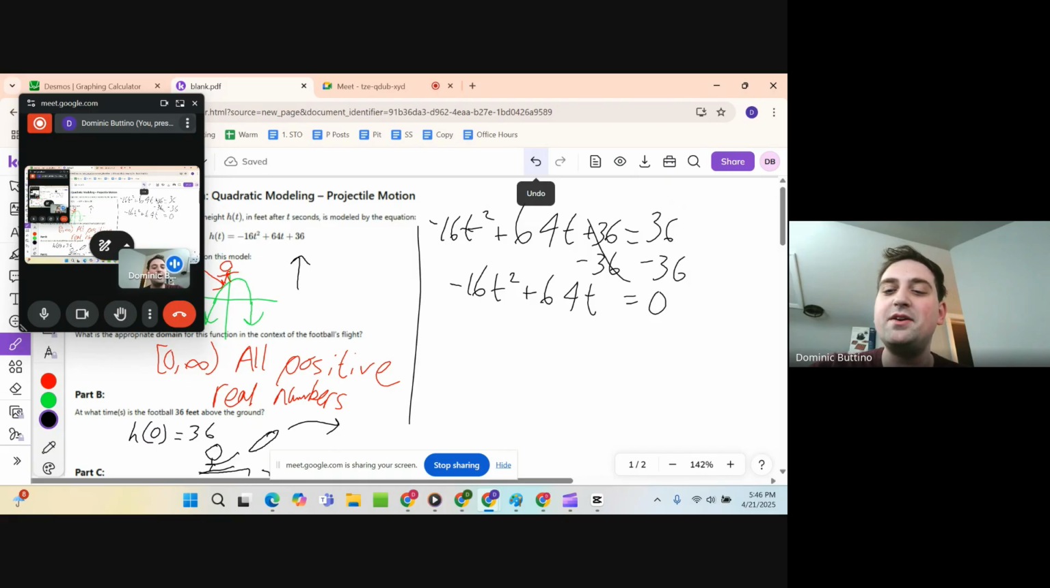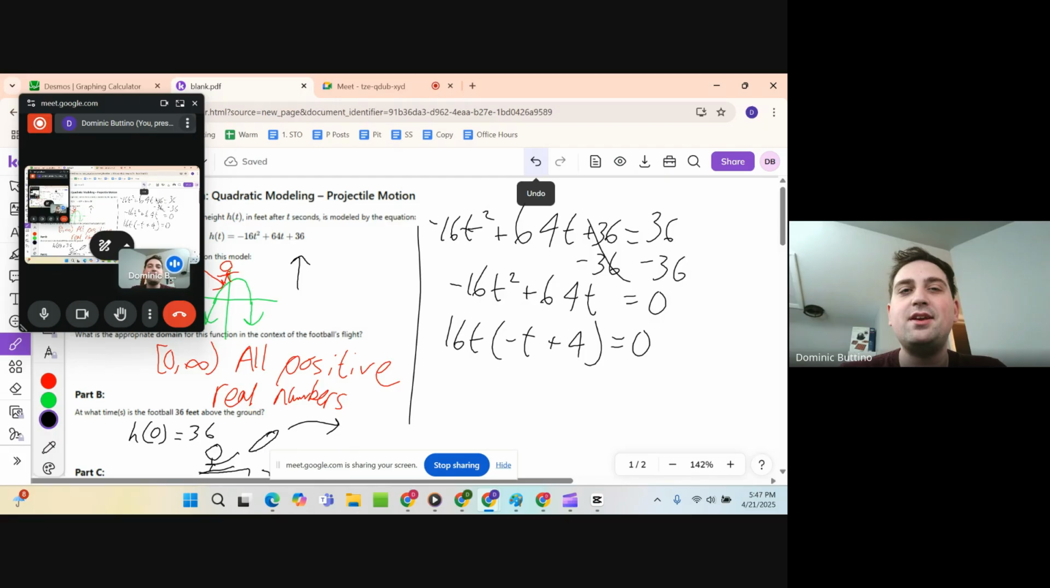We can factor out a t. And more than that, we can factor out a 16t. You factor out 16t or negative 16t, doesn't really matter which. In this case, we'll just factor out a regular 16t. And what you're going to end up with is negative t plus 4, because remember, when you factor something, you're dividing each of the terms by that thing that you factor out, which in this case is 16t.